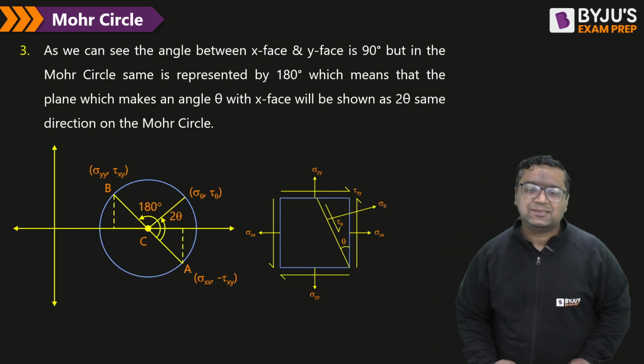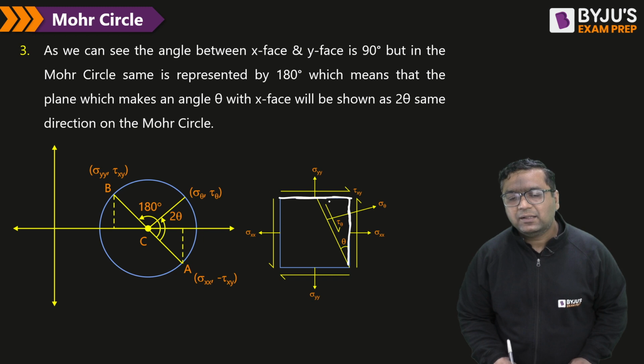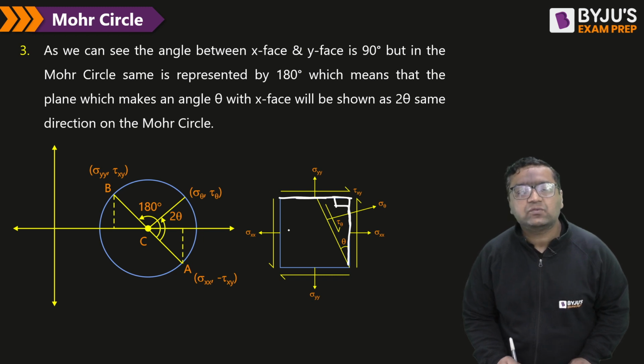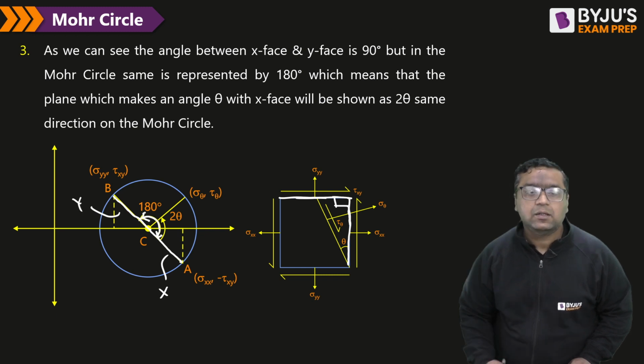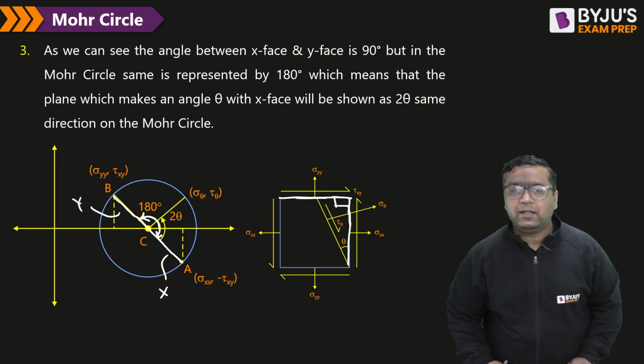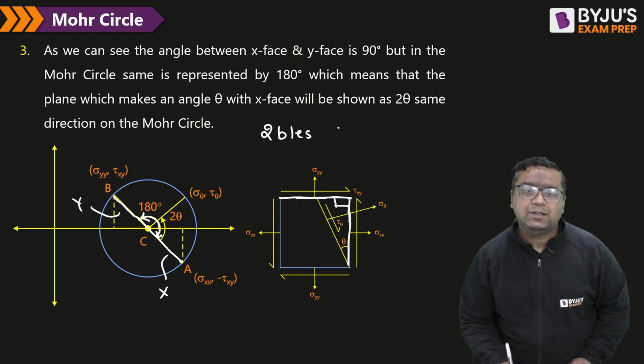The third thing is, you know that in reality this was the x phase, in reality this was the y phase. The angle between x phase and y phase was 90 degree. But my dear, if you see here, your CA was showing the x phase and your CB was showing the y phase. So if you see carefully, the angle between x and y phase here is 180 degree. So if that angle is 180 degree, it means Mohr circle just doubles the angle.